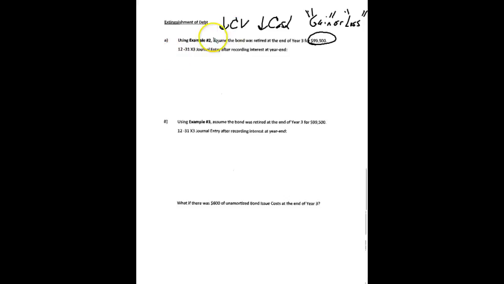Okay, so we want to remove the carrying value. So we want to reduce bonds payable. It had $100,000 in it, so debit that. We also want to reduce the discount. The discount's a debit balance, so we credit it to reduce it. Had a balance of $899. So there's step number 1, remove carrying value.